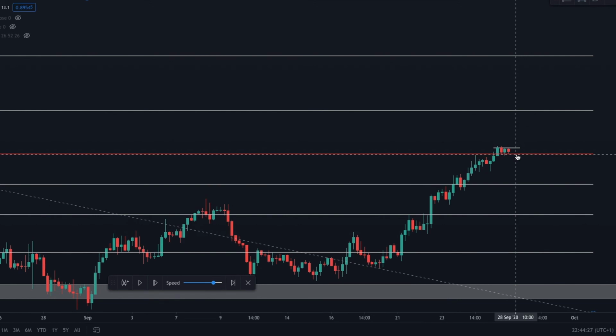Trading is all about probabilities. We know that the market likes to respect this area and we're in a downtrend. So what we'll do is we'll have a short position order.